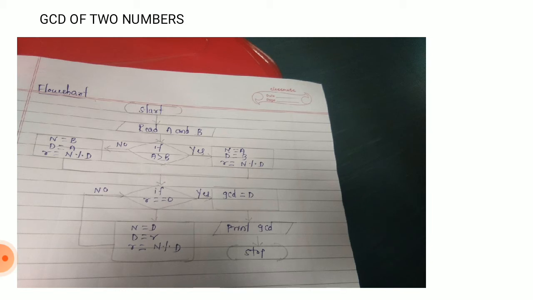After executing any one statement, the next condition to be checked is if r is equal to 0. If it is 0, then GCD is equal to d, and print GCD, stop. If it is no, then the same thing will be repeated until the condition becomes true, that is r is equal to 0. So this is the GCD of two numbers.